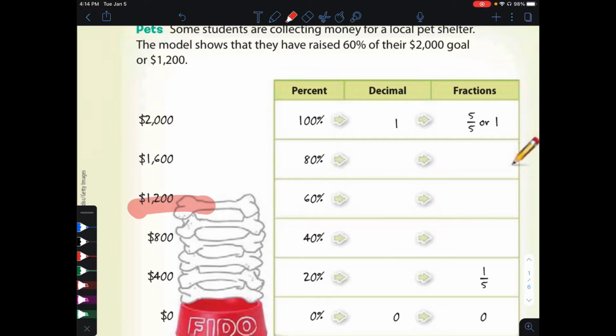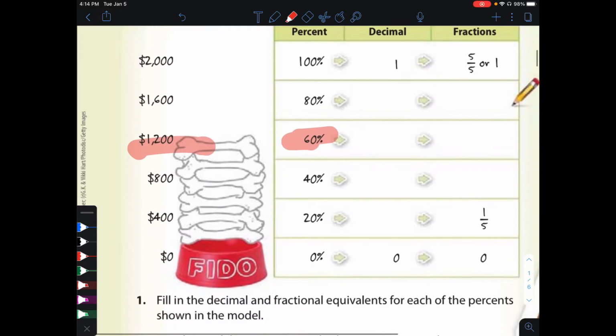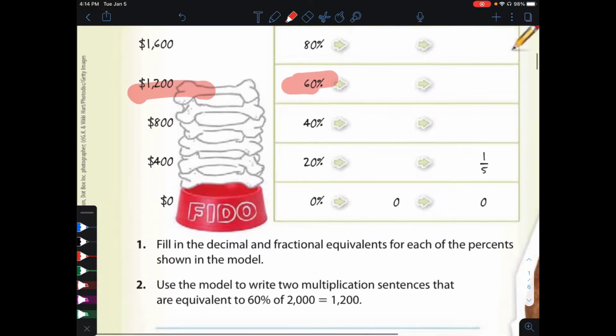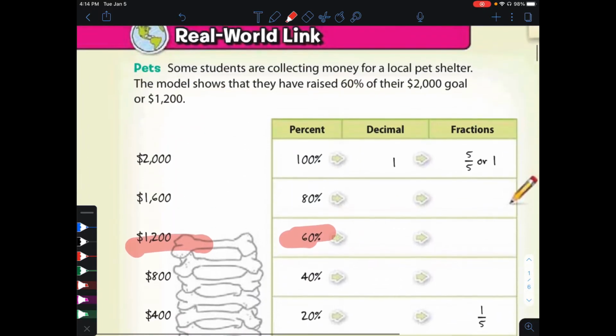So we have 1,200 and that's 60%. That's where they're getting that from. Some students are collecting money for a local pet shelter. The model shows that they have raised 60% of their 2,000 goal or 1,200. Okay, so that's the first thing that they give you. And what it's asking at the bottom is number one, fill in the decimal and fractional equivalents for each of the percent shown in the model. So let's do number one first.